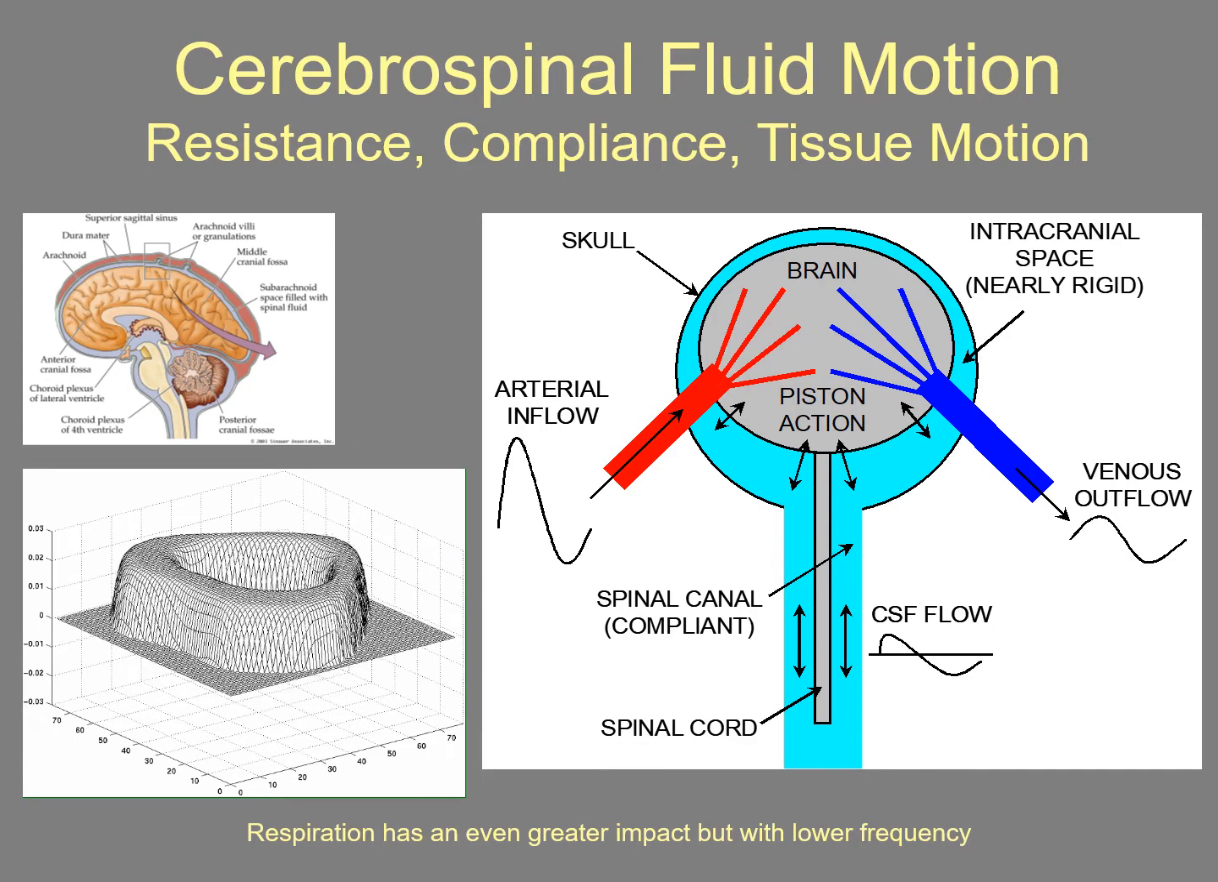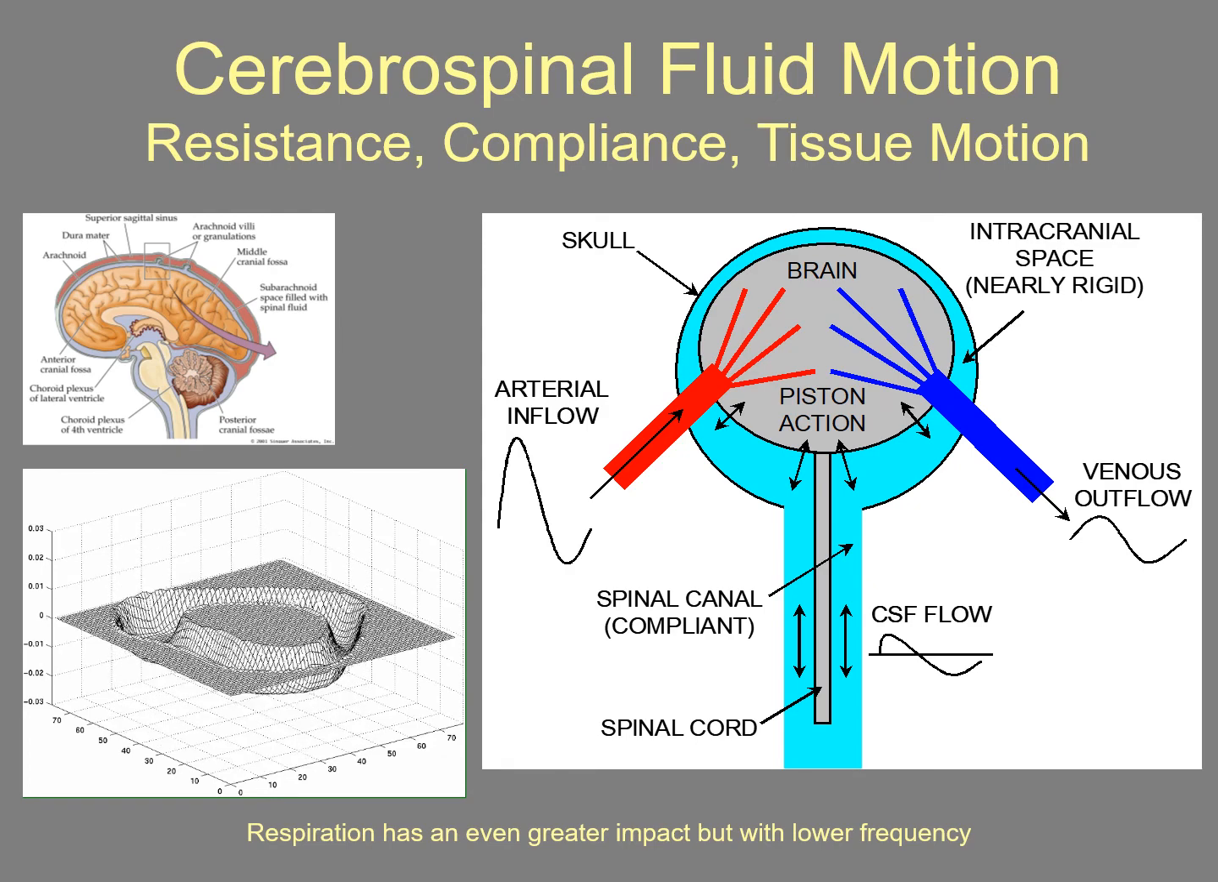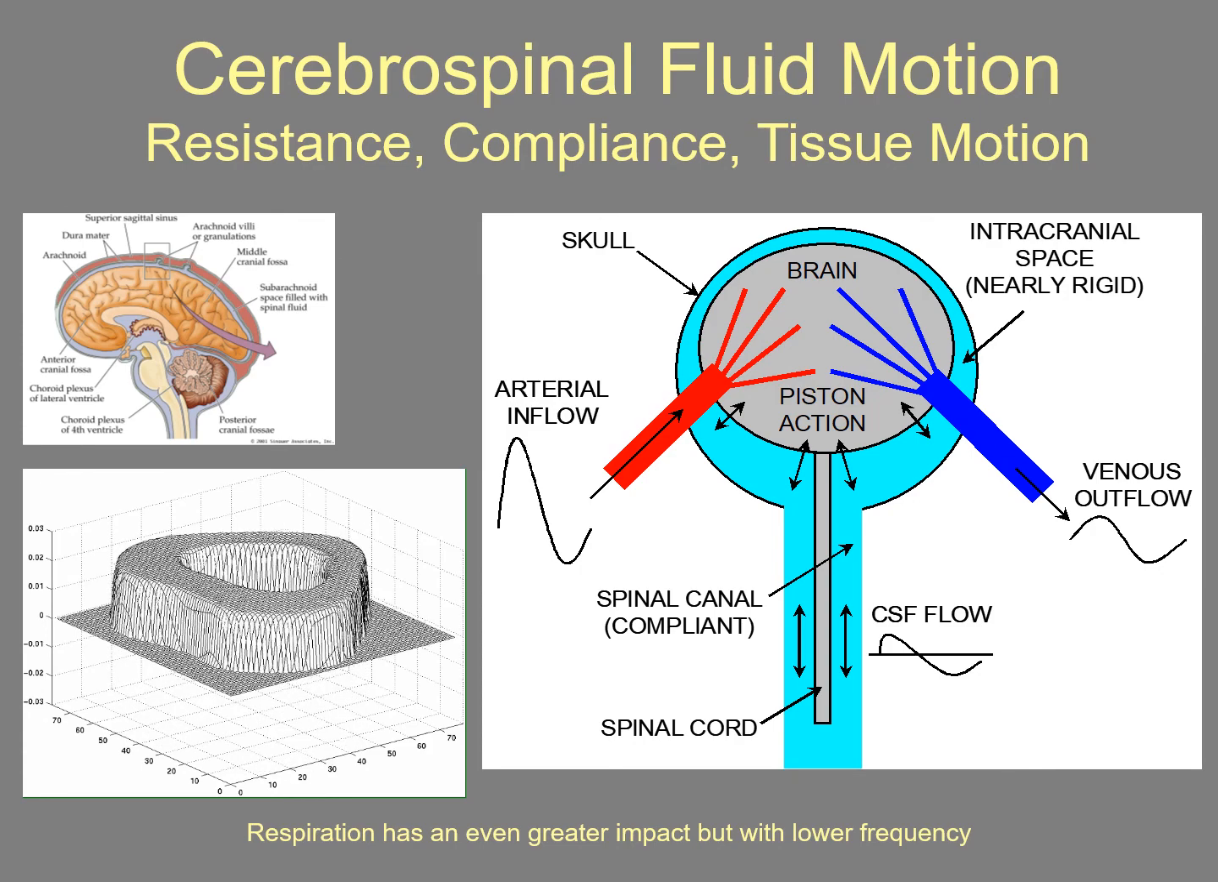The waveform of that cerebrospinal fluid is pulsatile in nature, and an animation of it is shown there on the left. You can see that the fluid for a healthy case looks very much like a piston going up and down with each cardiac cycle. And there is a significant impact with respiration, but at a lower frequency than the heart rate.